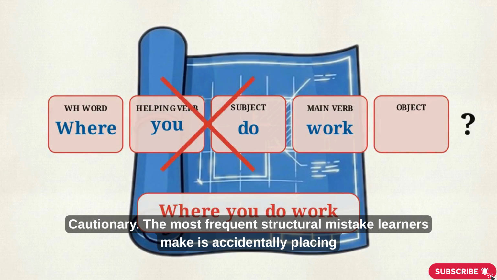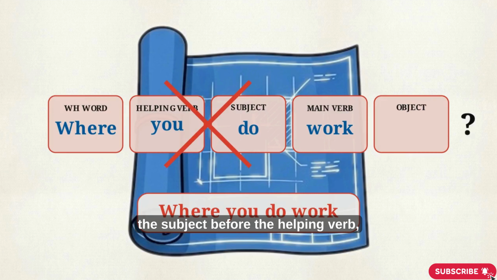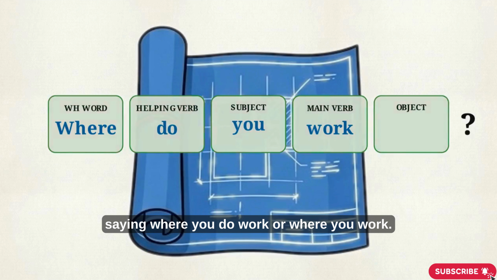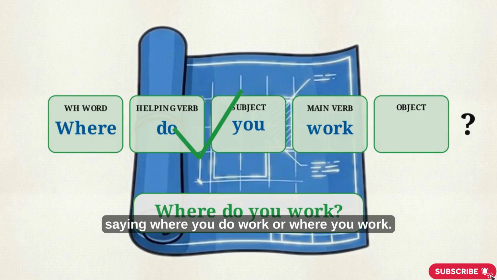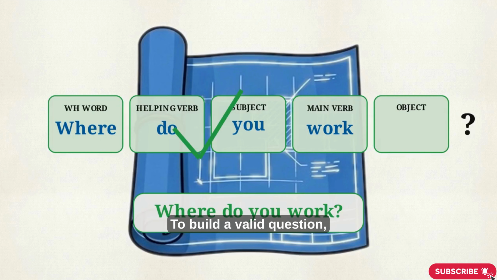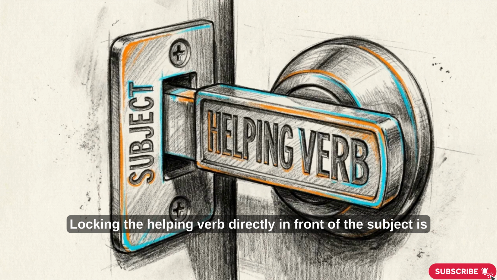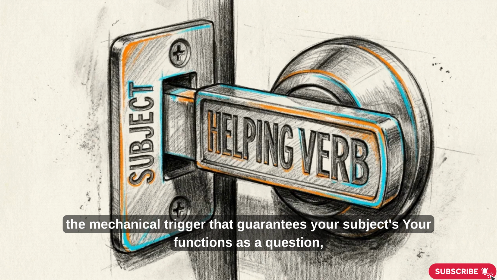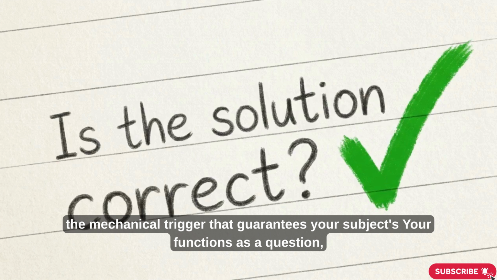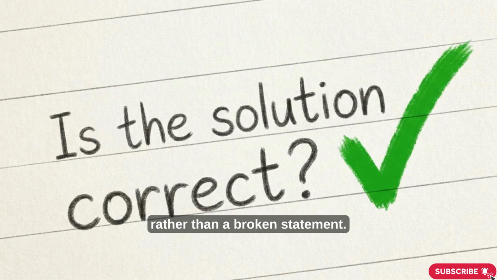Cautionary. The most frequent structural mistake learners make is accidentally placing the subject before the helping verb, saying where you do work or where you work. To build a valid question, the helping verb must strictly precede the subject. Locking the helping verb directly in front of the subject is the mechanical trigger that guarantees your sentence functions as a question rather than a broken statement.